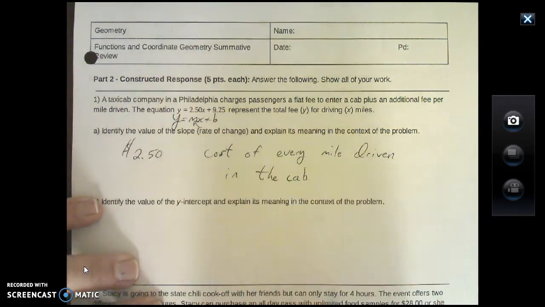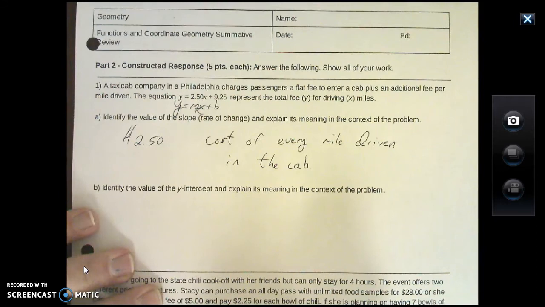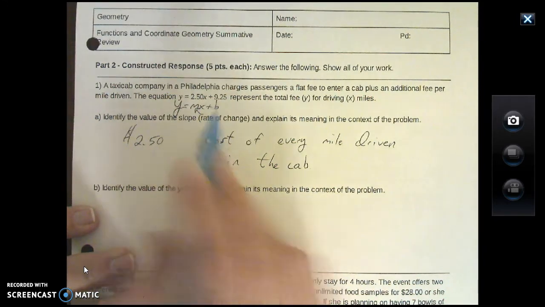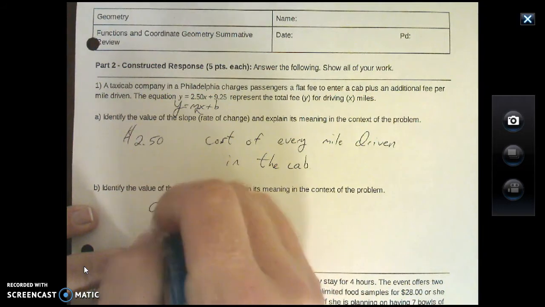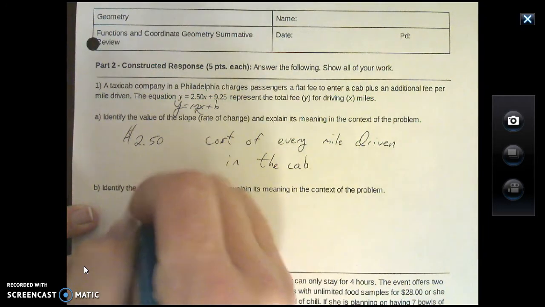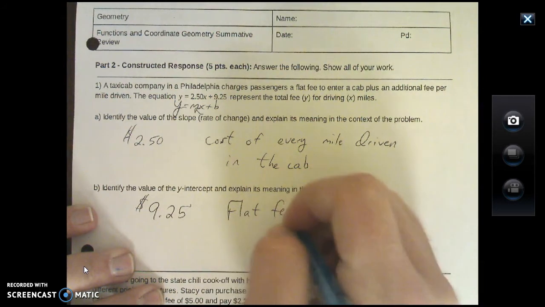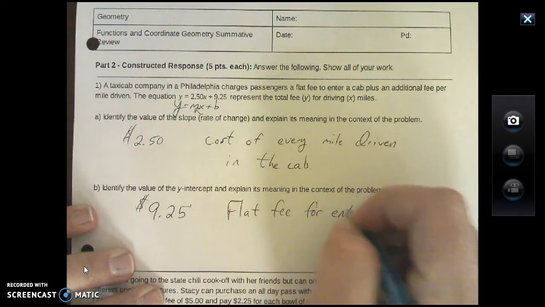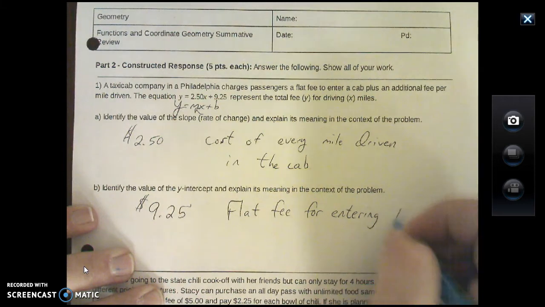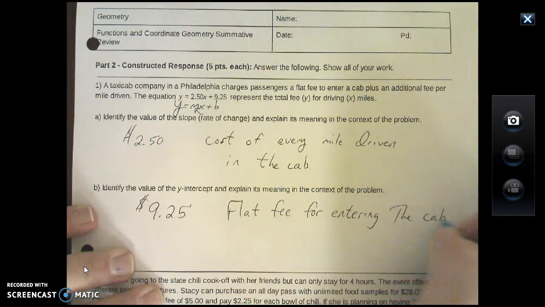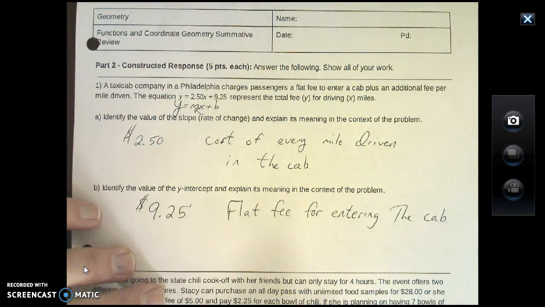Okay. Now, identify the y value, or the value of the y-intercept, and explain its meaning in the context of the problem. The b is 9.25, so 9.25. This is the flat fee for entering the cab. Okay, perfect. That's all we're looking for there.